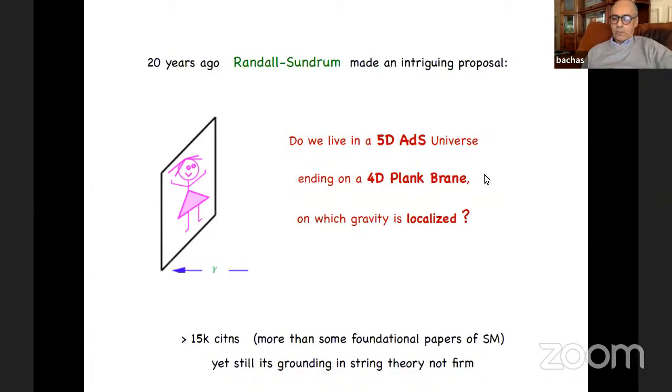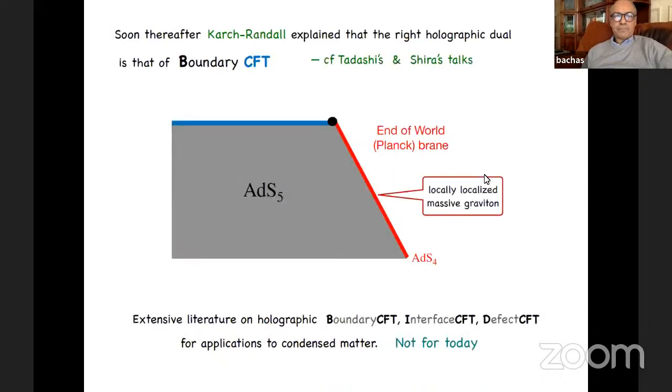Somehow, for the older ones among us, string theory still is the sanity check of ideas about quantum gravity. And this particular idea, for reasons I will explain, is not totally firmly grounded in string theory. Now, soon after the Randall-Sundrum papers, Karch and Randall explained indeed that the right holographic dual, the way to view this thing, is that of boundary conformal field theory. And Takayanagi explained this also very nicely, and Shira will talk about this later also today.